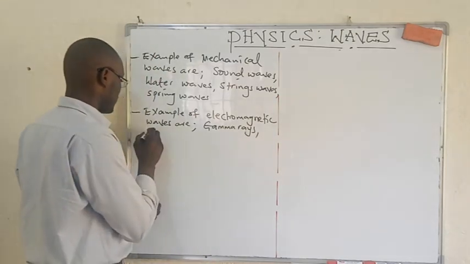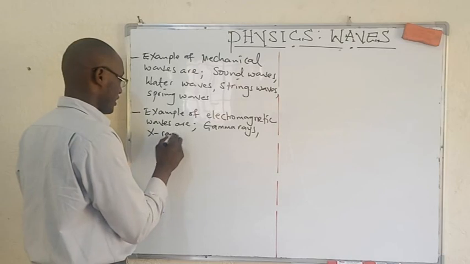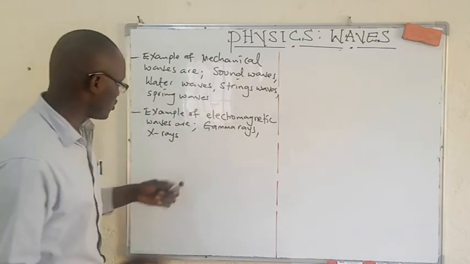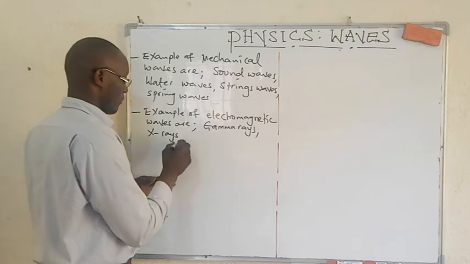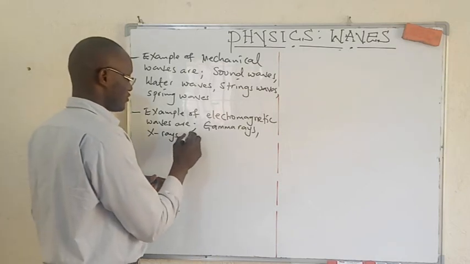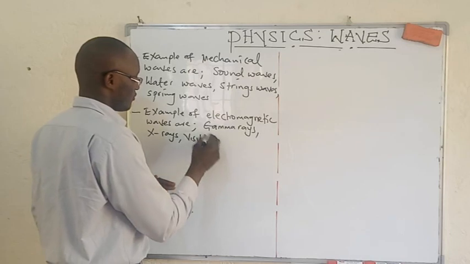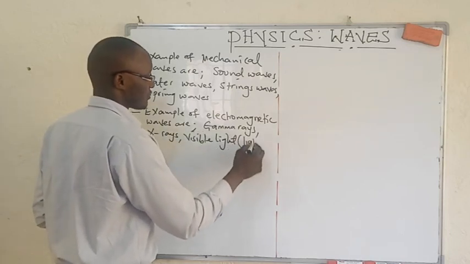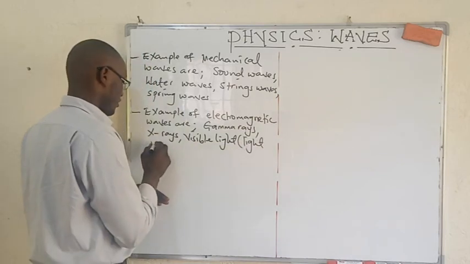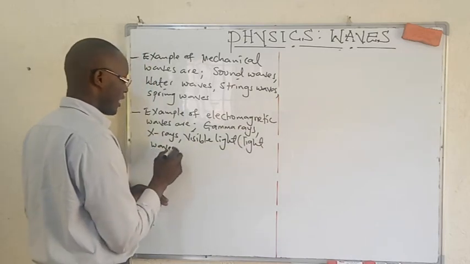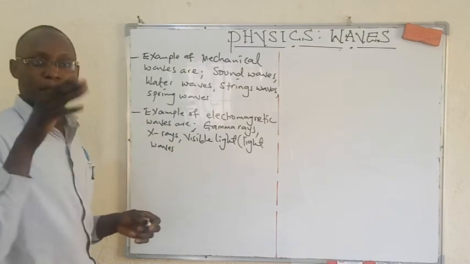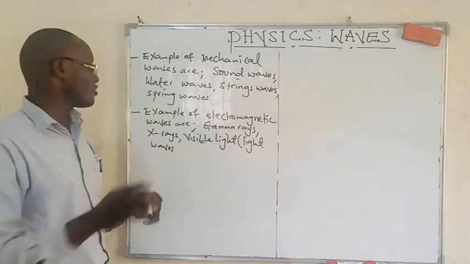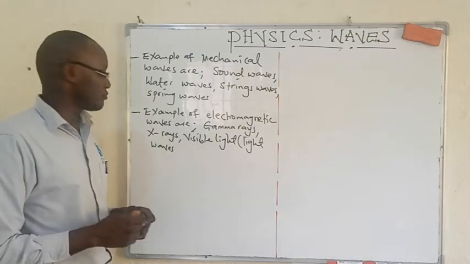Then we have X-rays. We shall also talk about them in the same area of atomic or nuclear physics. Then we shall talk about what we call visible light, or what we call light waves. They also don't require a material medium. Light can pass through a vacuum, can pass through any medium. They don't require material medium for their transmission.